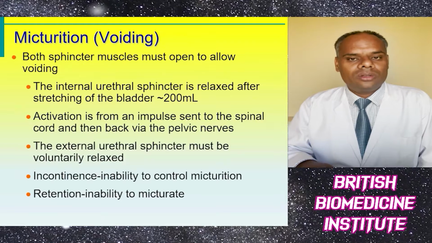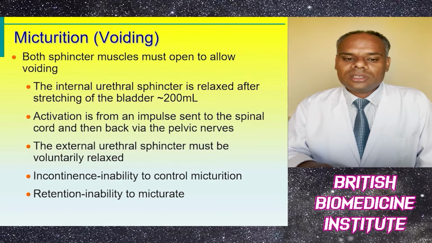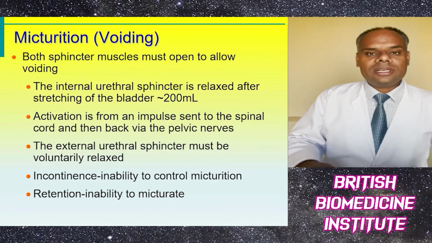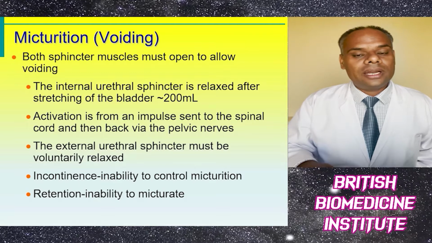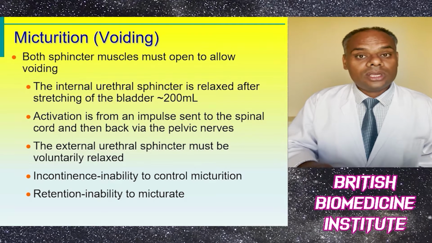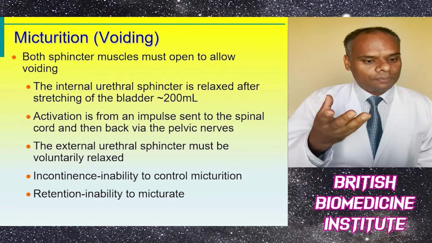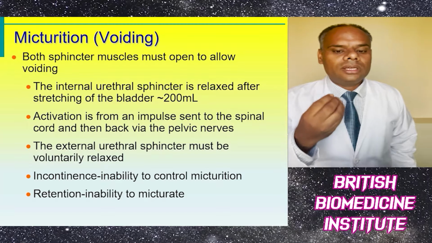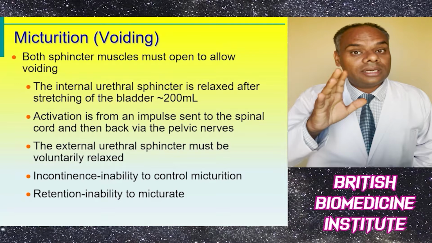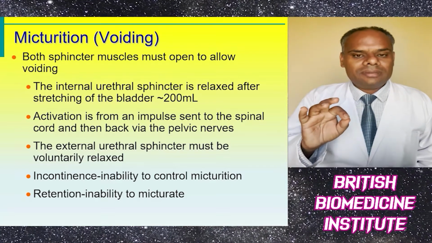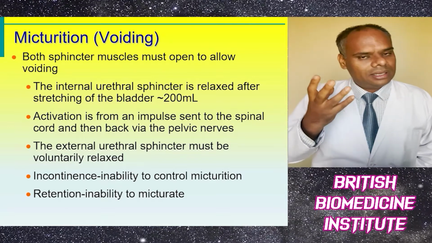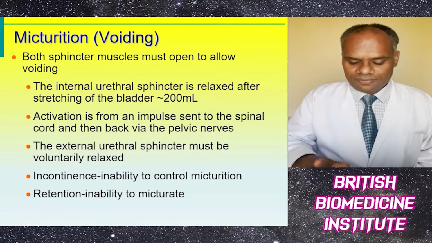Micturition, or voiding. Both sphincter muscles must open to allow voiding. The internal urethral sphincter is relaxed after stretching of the bladder, at about 200 ml. Activation is from an impulse sent to the spinal cord and then back via the pelvic nerves. The external urethral sphincter must be voluntarily relaxed. Incontinence is basically an inability to control micturition, and retention is an inability to micturate.